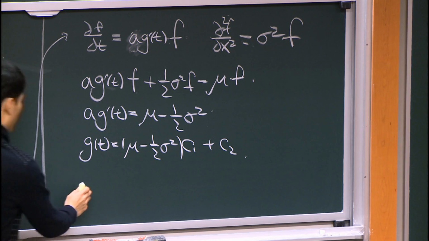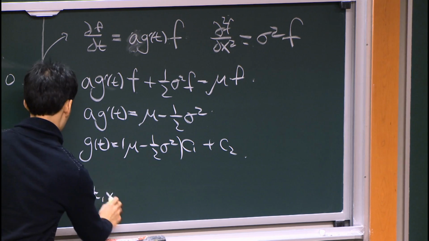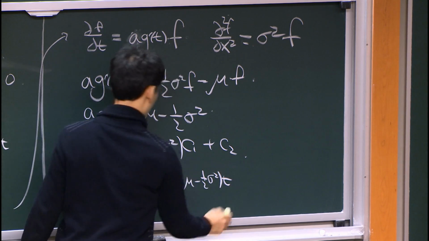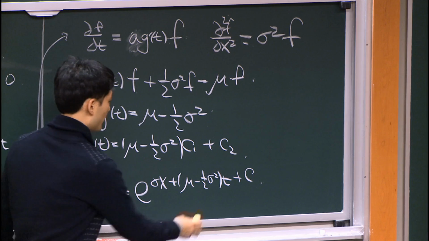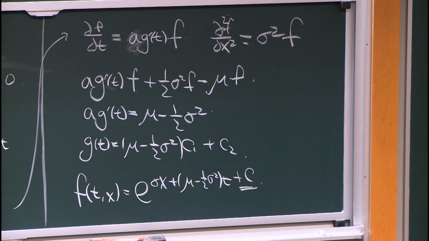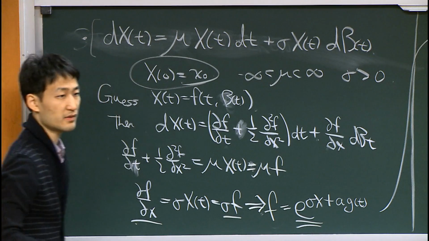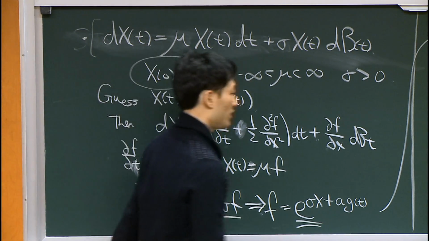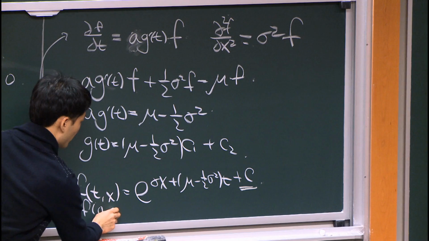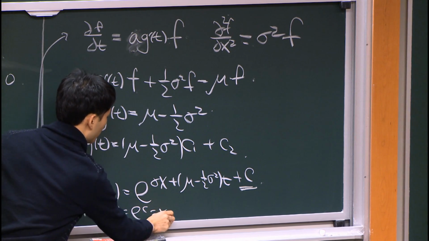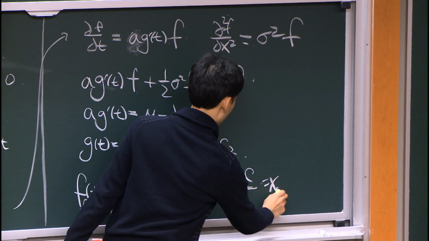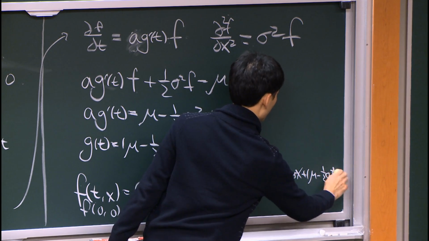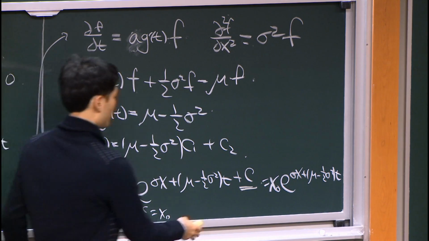Okay, and then what we got is the original function f of t of x is e to the sigma x plus mu minus 1 over 2 sigma square t plus some constant. And that constant can be chosen because we have the initial condition x of 0 equals 0. That means if t is equal to 0, f of 0, 0 is equal to e to the c, that has to be x0. So in other words, this is just x0 times e to the sigma x plus mu minus 1 over 2 sigma square t. Just as we expected, we got this.